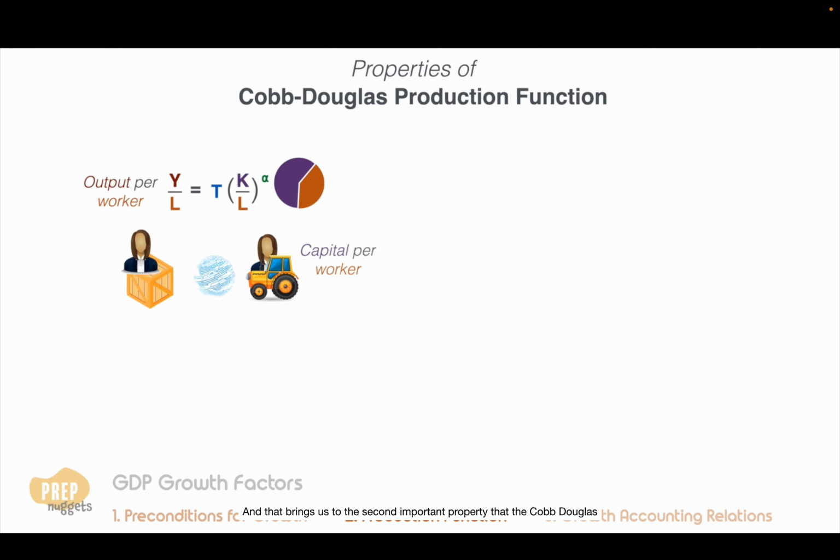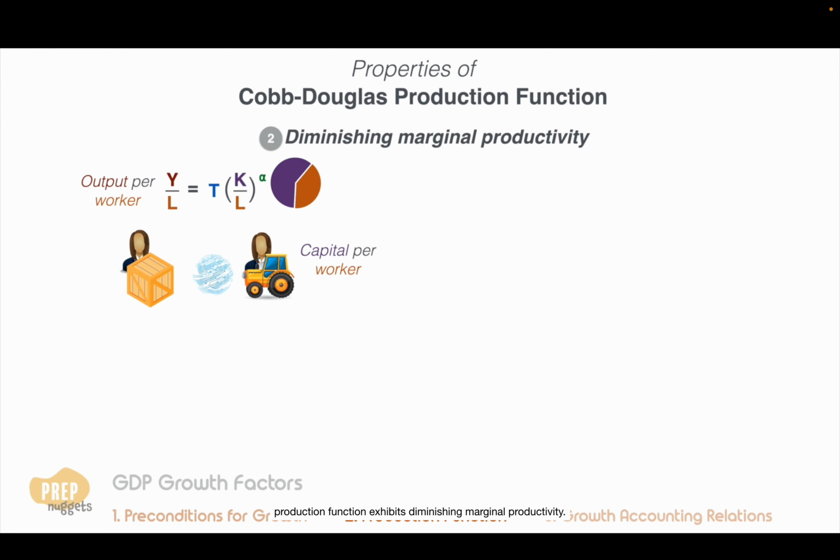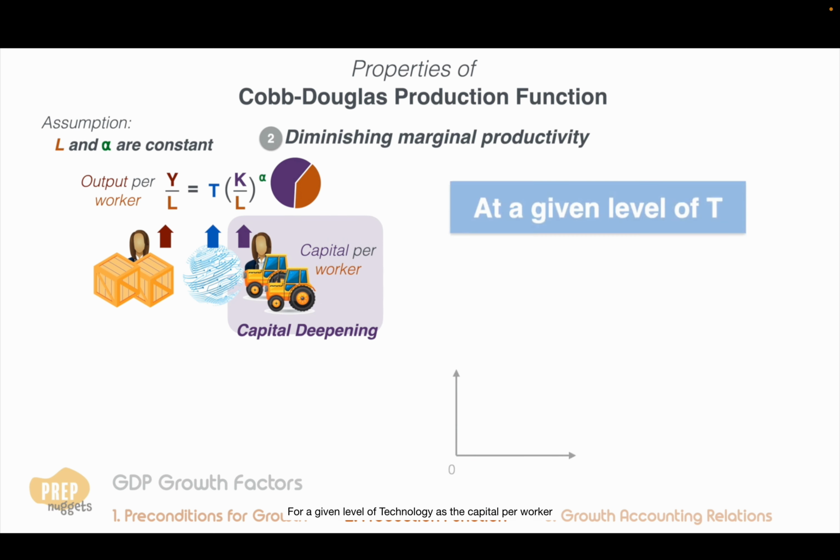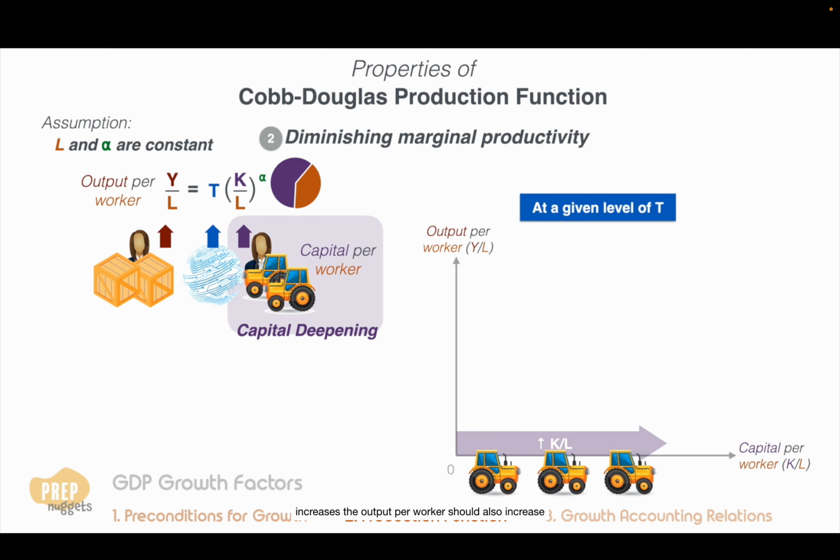And that brings us to the second important property that the Cobb-Douglas production function exhibits, diminishing marginal productivity. Assuming that labour and alpha remain constant, increases in labour productivity can be gained by improving technology and/or by increasing the capital per worker. We call this capital deepening. For a given level of technology, as the capital per worker increases, the output per worker should also increase.